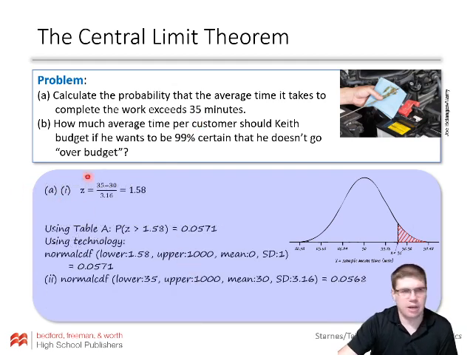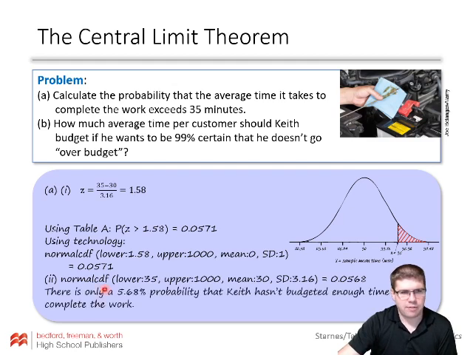And so a normal CDF calculation, we can do table, we can do this, but probably the easiest way is this one down here. Lower bound 35, upper bound infinity, 1e99. Mean 30, standard deviation 3.16, and apparently there's about a 5% chance. So it seems like 35 minutes should be enough, right? There's only about a 5% chance we would go beyond that. So there's only about a 5.68% probability that Keith hasn't budgeted enough time. Seems like we're probably good. 95-ish% chance that we're good.